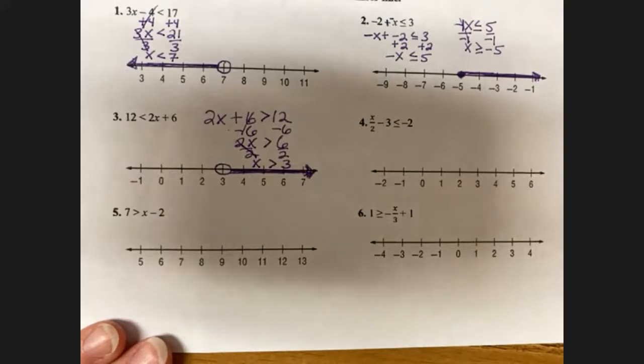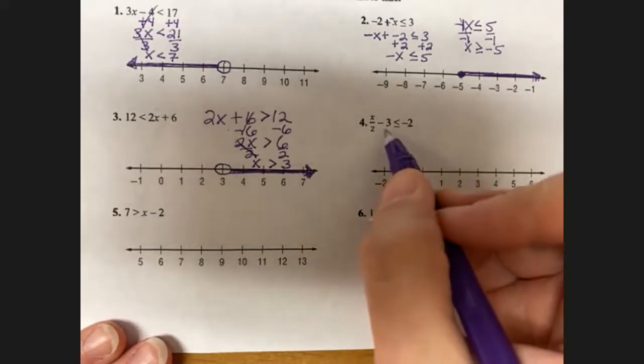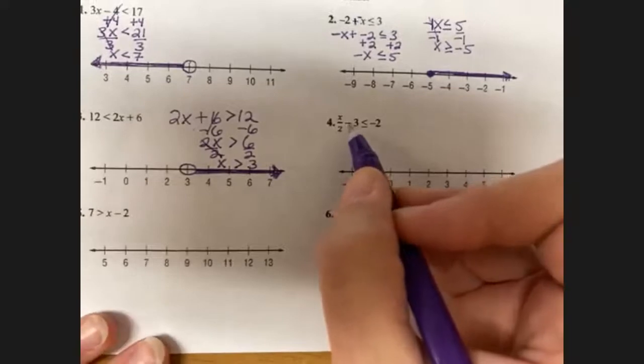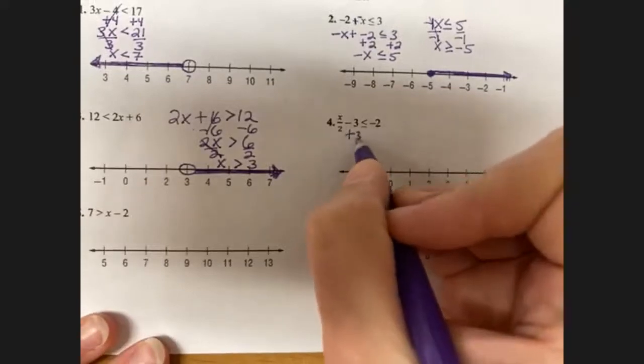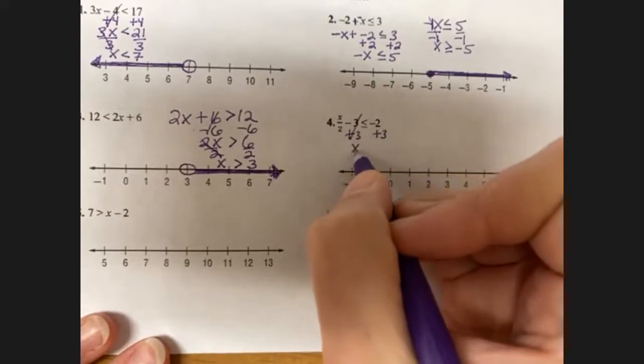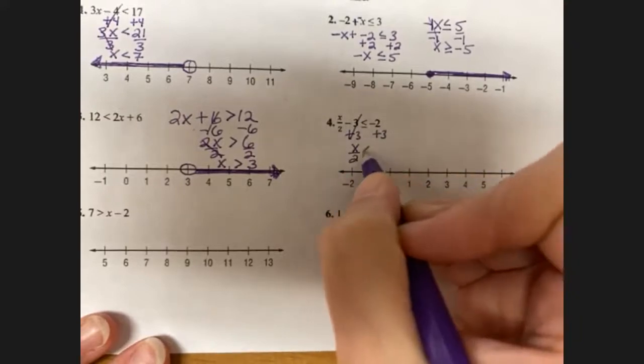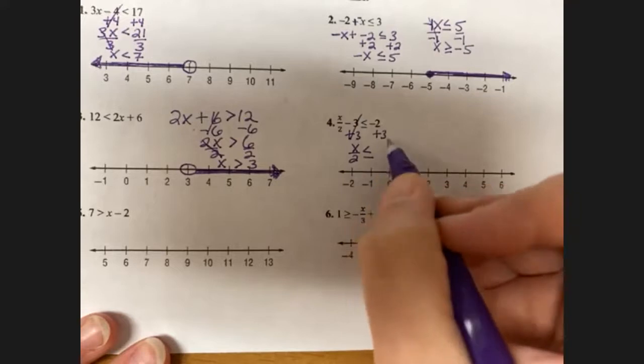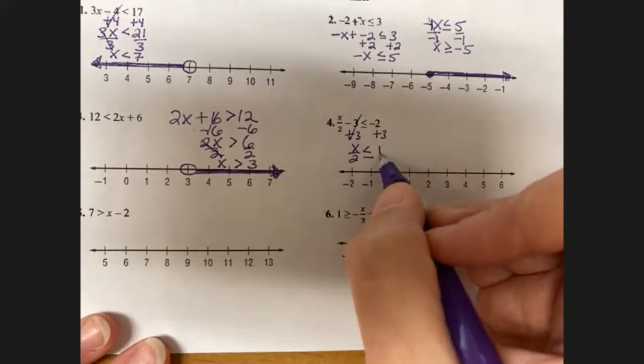Number 4. Again, all my addition and subtraction first. Opposite of subtracting 3 would be to add 3 to both sides. When I do, these cancel out, and I get x over 2 is less than or equal to -2 plus 3, which is simply a +1.